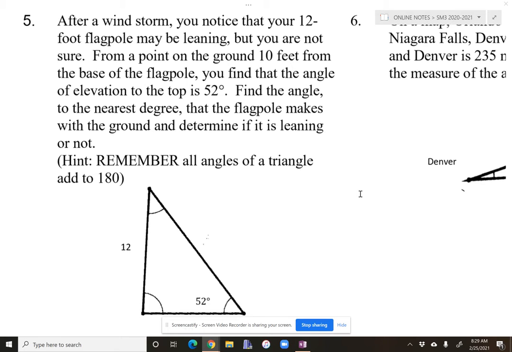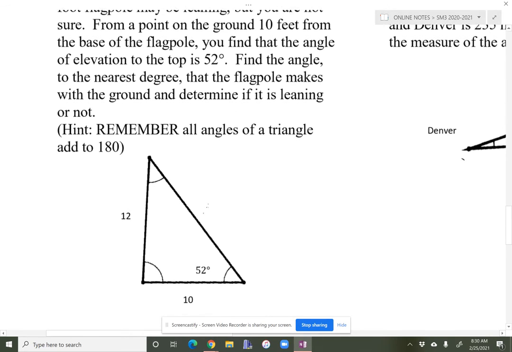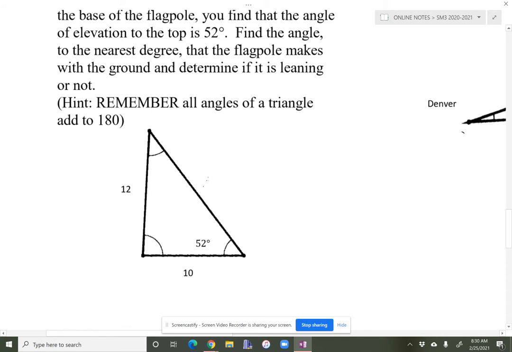Okay, number 5 is a lot of words, but we'll figure it out. It says, after a windstorm, you notice that your 12-foot flagpole may be leaning, but you're not sure. From a point on the ground 10 feet away from the base of the flagpole, you find that the angle of elevation to the top is 52 degrees. Find the angle to the nearest degree that the flagpole makes with the ground and determine if it's leaning or not. So this is the angle they're wanting us to find.